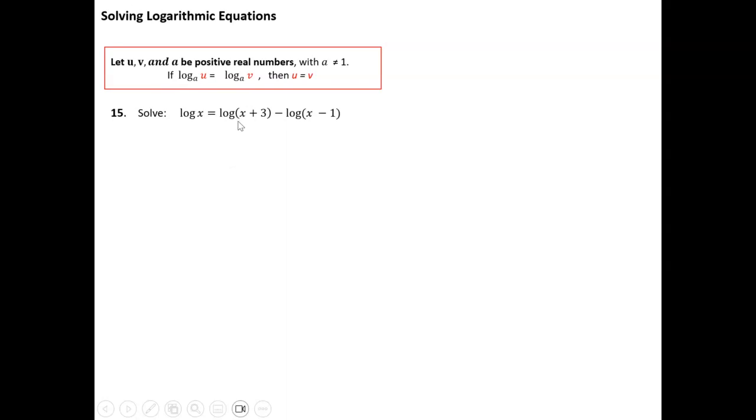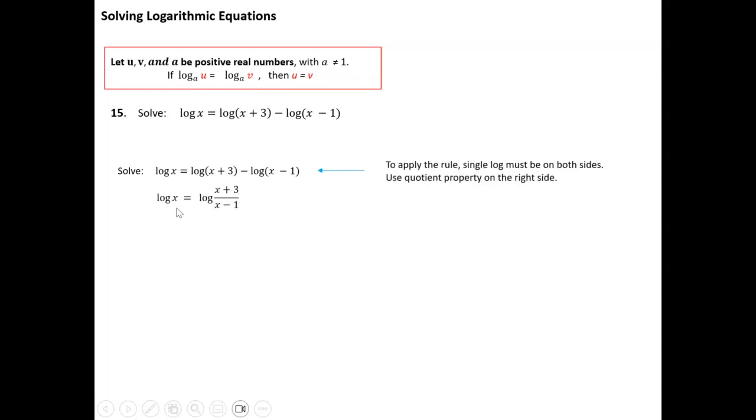So we have to apply the rules on the right side. Subtraction means the quotient rule, which means division. So log of, there's no base, so we know it's base 10. Now we have a single log on both sides, and they're both base 10. So by applying the rule, it's going to be x equals x plus 3 divided by x minus 1.